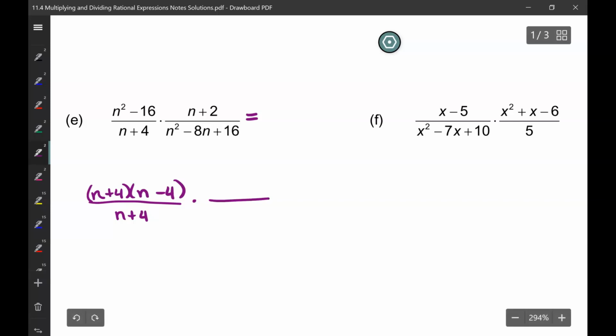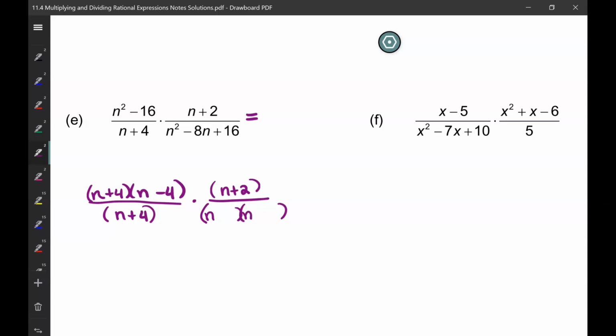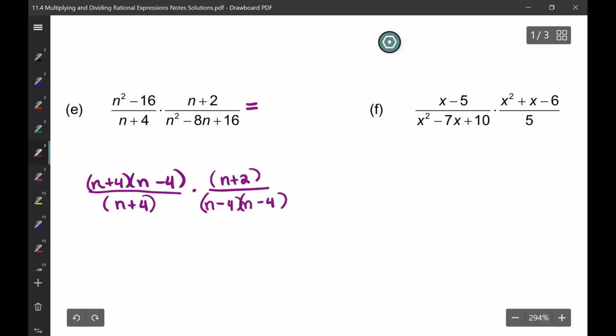On the second expression, n plus 2, nothing we can do about that. I'm just going to put these in parentheses so we know that those are grouped. And then we have n squared minus 8n plus 16. This is actually a perfect square trinomial, but if you didn't recognize that, you can just factor it, and we think two numbers that multiply together to give us a positive 16 add up to negative 8, so that's a minus 4 and a minus 4.